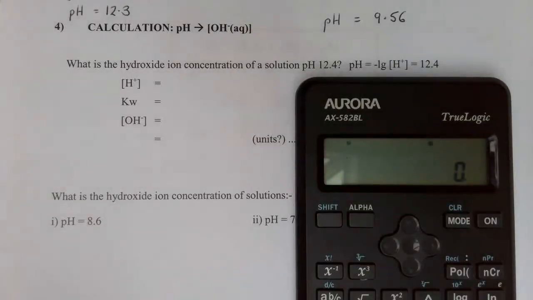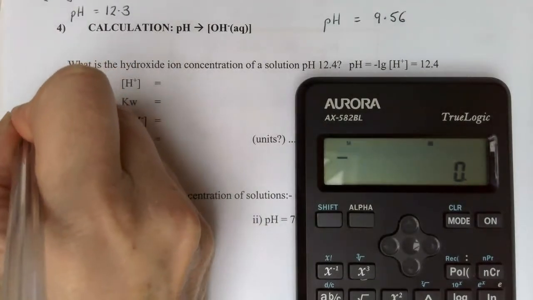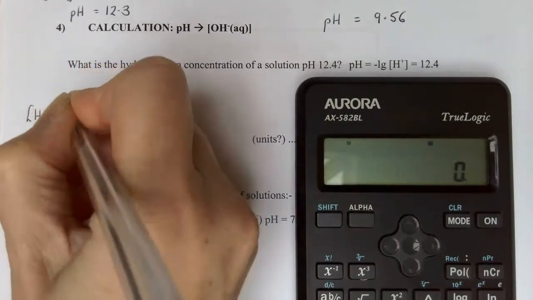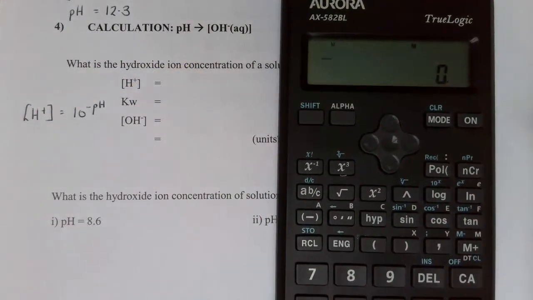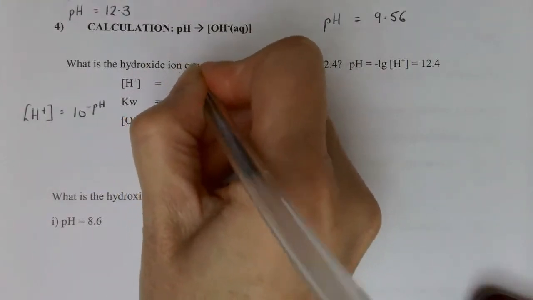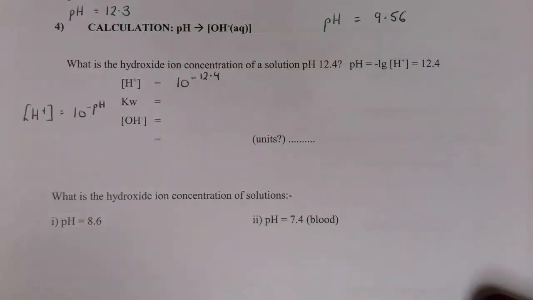We can use the same idea to work out the hydroxide ion concentration given the pH. So we know that we've got a pH of 12.4, and to work out the concentration of the hydrogen ions, that is 10 to the minus pH, because if you remember from our calculator, we've got the inverse. So log, and inversing that, you get 10 to the x. So we can work out the concentration of the hydrogen ions: we have 10 to the minus 12.4.